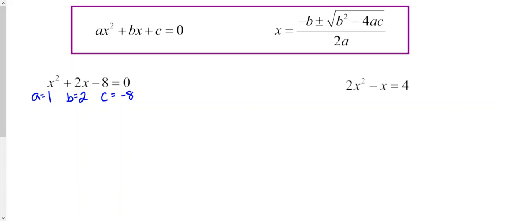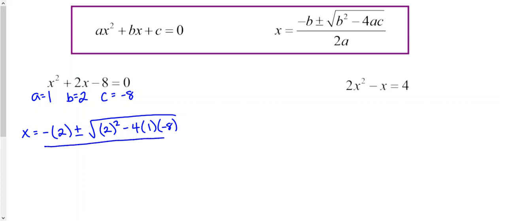All right, now we can plug it into our formula. So x equals negative, and I always use parentheses when I'm plugging in. So negative parentheses b, which is 2, plus or minus square root b squared, so 2 squared, minus 4 times a, which is 1, times c, which is negative 8. And all of that is over 2 times a, which is 1.